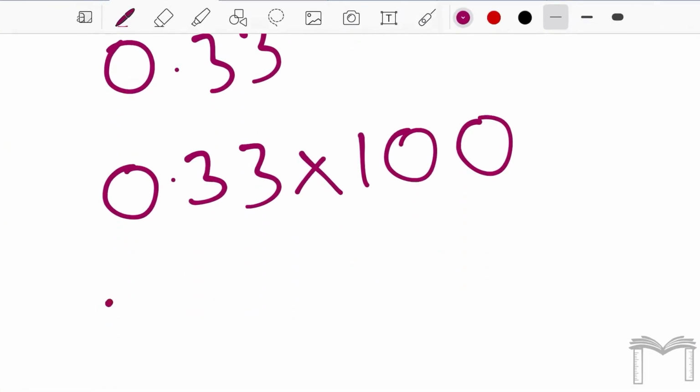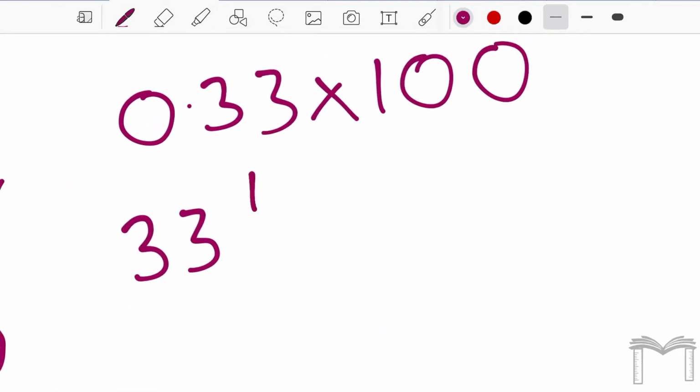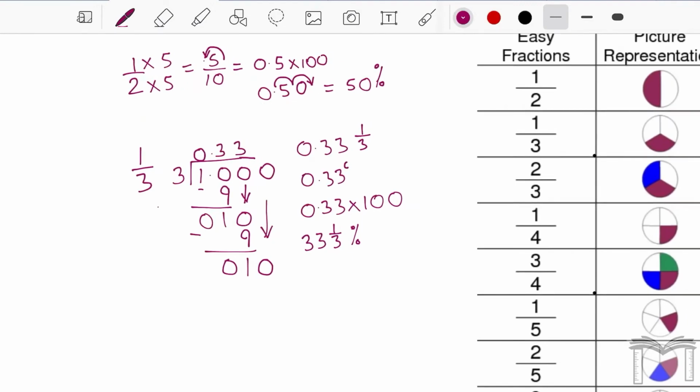That will give us 33. But remember, we have a third as well, so that's 33 and a third percent. Next, we will go on to 1/4.